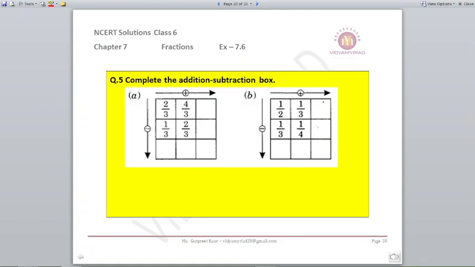Next, complete the addition and subtraction box. Now here if you look at the numbers, there are fractions given. When we move towards the right hand side, we need to add those fractions. When we move below, we need to subtract those fractions and fill the boxes.